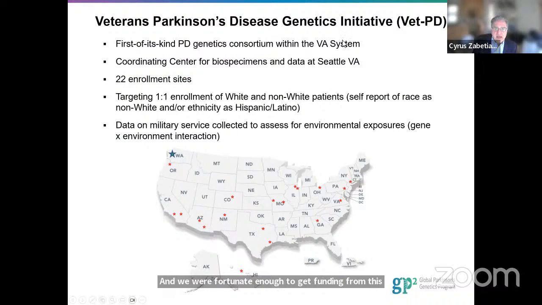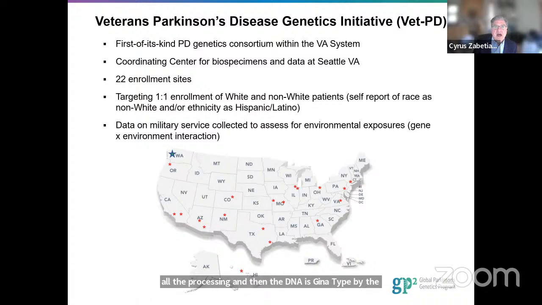And within the VA, I lead this genetics consortium, which we just launched last year, which includes 22 sites. We in Seattle are the coordinating center, and these sites across the country enroll patients. These are all VAs where there's a movement disorder specialist who's the local site investigator. They gather information, they send us blood back, we do all the processing, and then the DNA is genotyped by the NIH.